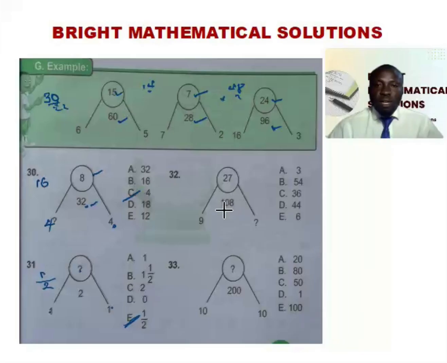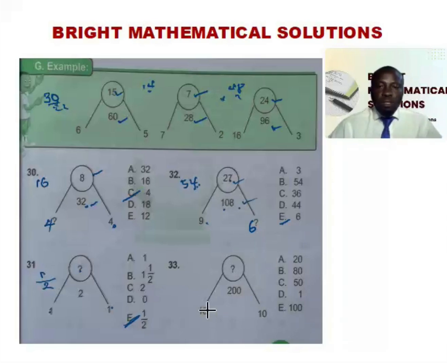For the next one, remember, when we divide is when we get what is here. So let us divide this by 2. That gives us 54. 54 divided by 9 gives us 6. So our answer here is 6. To check if we are correct, 9 multiplied by 6 is 54. 54 divided by 2 is 27. 54 multiplied by 2 is 108.